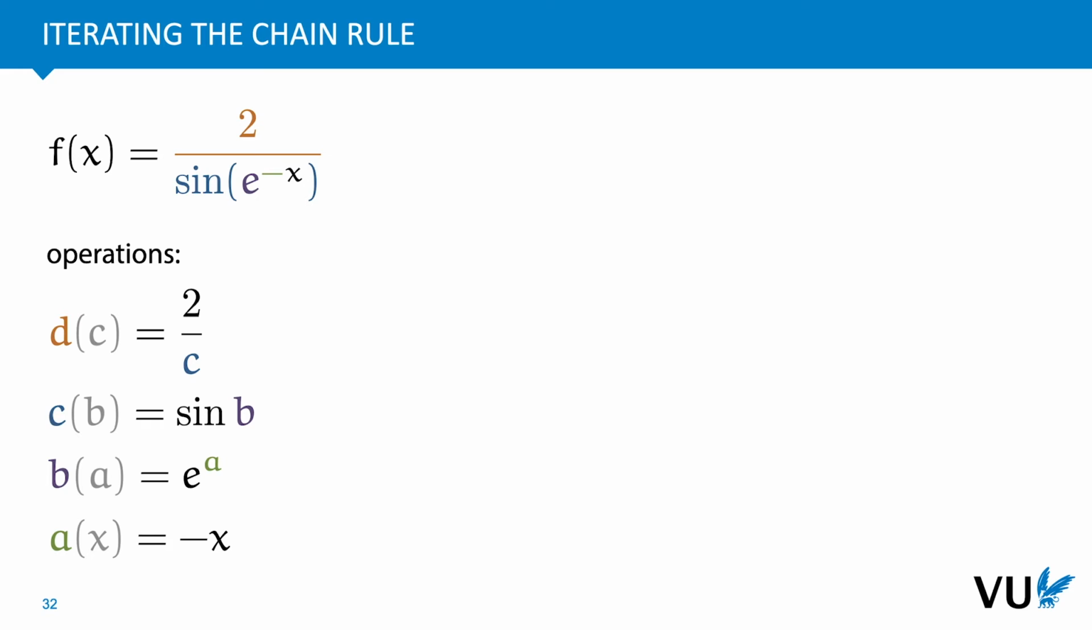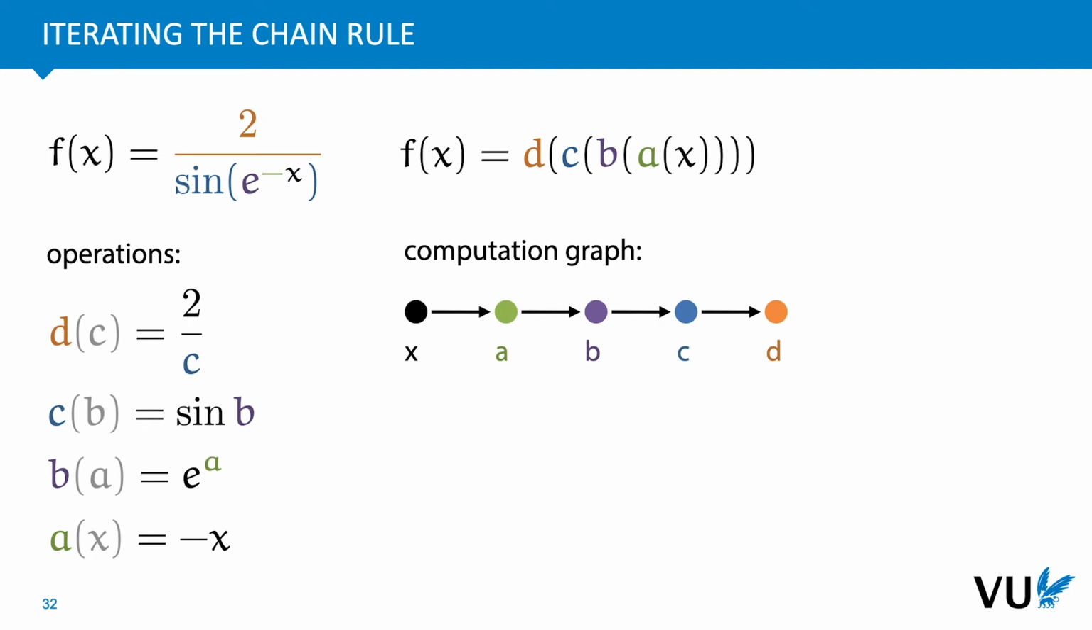The input x is fed to an operation a, which makes it negative. That is fed into another function b, which raises e to the power of the input, which is fed into a function c, which takes the sine, which is fed into a function d, which takes 2 over the input. And putting all these functions together, we can express f simply as the composition in order of all these functions, or written as a computation graph like this.